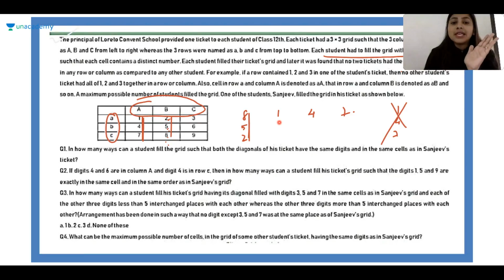Is the information clear? अगर यहाँ पे ये नहीं समझोगे तो नहीं सॉल्व कर पाओगे question. ये समझ गए तो there are high chances that you can get it right. ठीक है, doubt है तो पूछ लो. So for example, if a row contained 1 2 3 for some student's ticket, then no other student can have the numbers 1 2 3 together in any row or column in their ticket.